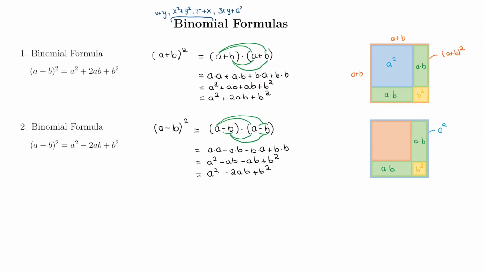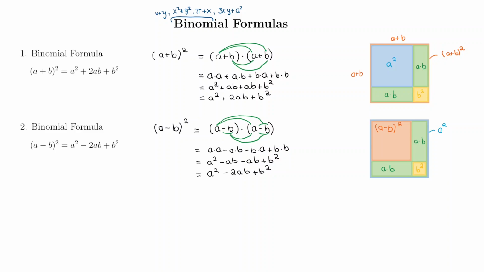Okay, now let's have a look at this orange rectangle. What is this length? What do we have? Well, we have here A, we have here B. So this length then is A minus B. And what do we have here? We have A, we have B. So this length also is A minus B. So the area of the orange rectangle is A minus B squared.